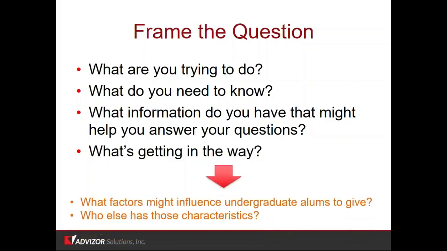And as you go through this, you end up with, for this set of examples today, what factors might influence undergraduate alums to give, and who else has those characteristics. So getting this started right, we see so many teams jump into, like, they need a warehouse, they need a bunch of data, they need some charts. You actually want to have content that will help you address the questions that you need to answer.